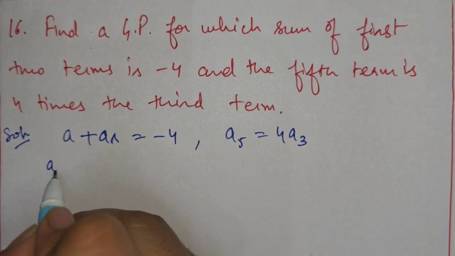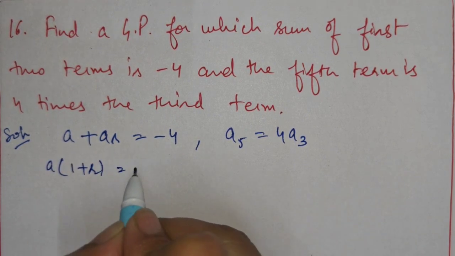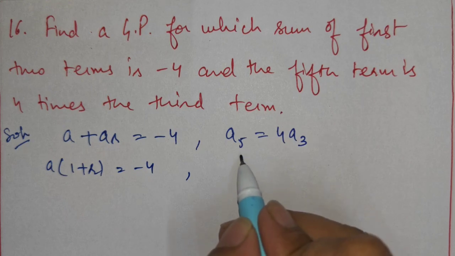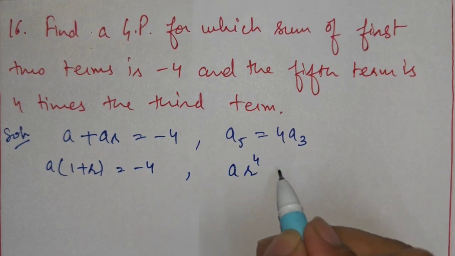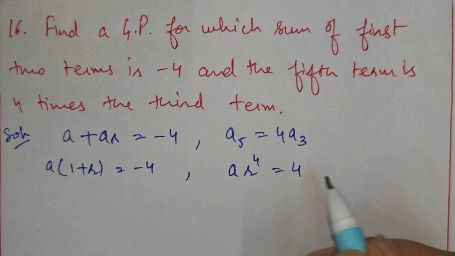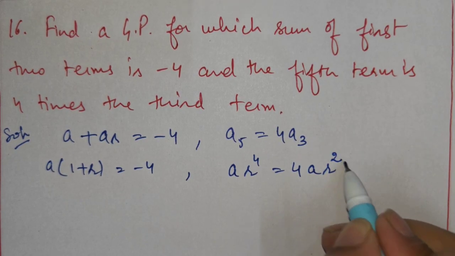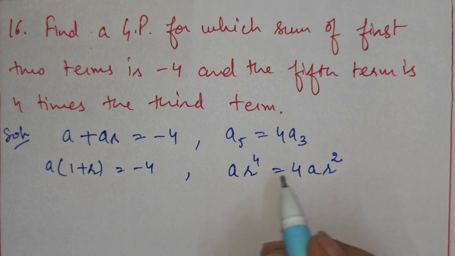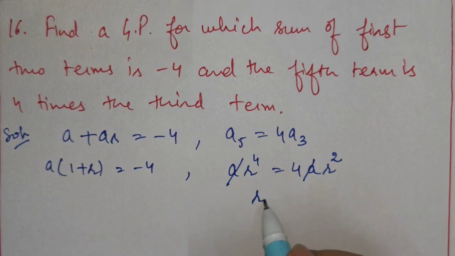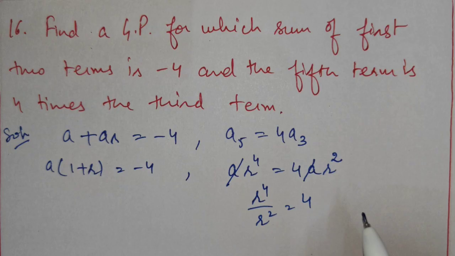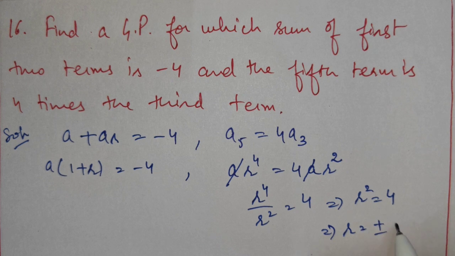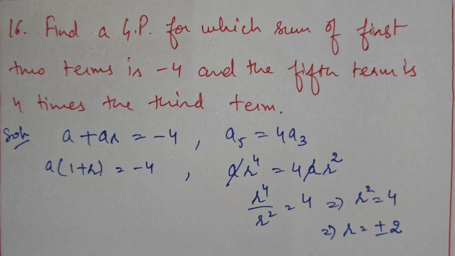So from this we get a into 1 plus r is equals to -4, and the fifth term will be equal to ar raised to power 4. This is 4 times the third term, and the third term is a into r square. So from here a will cancel with a. r raised to power 4 upon r square is 4. This implies r square is equals to 4. So from here the value of r will be plus minus 2.